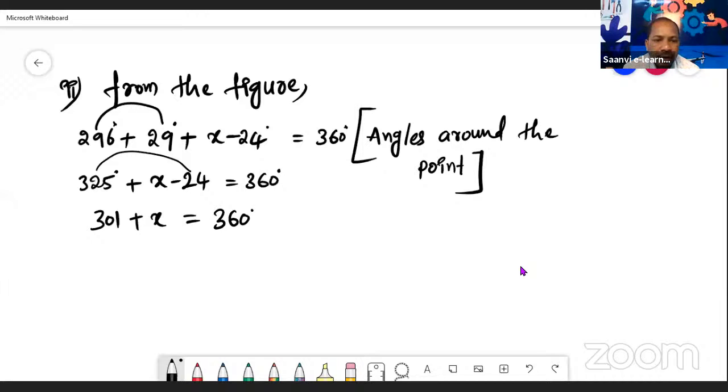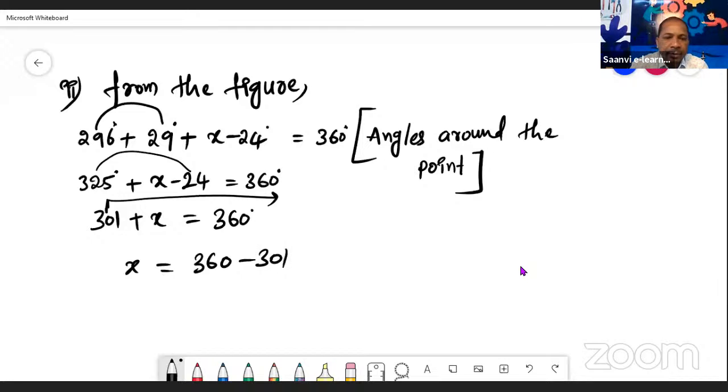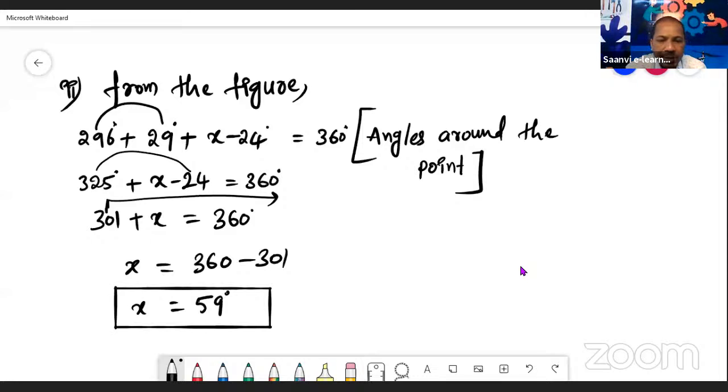Okay. Now we need the x value, no? So this plus 301 is sent to this side. When this 301 is sent to this side, it is plus 301, and when we send it to the other side, it becomes minus. So 360 minus 301. How much do we get? 59 degrees. So x value is equal to 59 degrees. Okay, children?